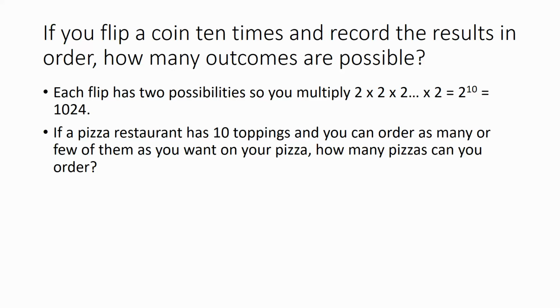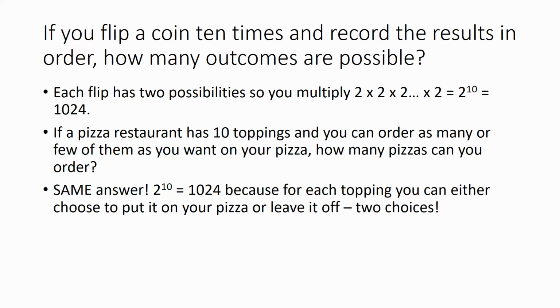This problem looks a little different. A pizza restaurant has 10 toppings, and you can order as many or as few of them as you want on your pizza. How many pizzas can you order? But it's the same one, 2 to the 10th. Because for each topping, you can either choose to put it on your pizza or leave it off. 2 choices. So step 1, make a decision about the first topping. Do you want it? Yes or no. Step 2, make a decision about the second topping. Do you want it? Yes or no. Each stage you have 2 choices, so you multiply 10 2's together again.